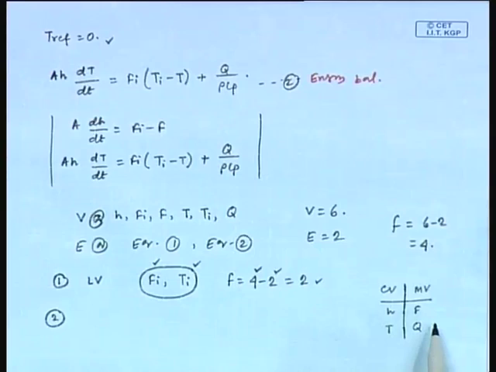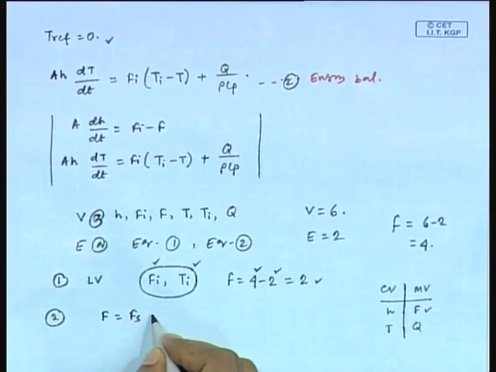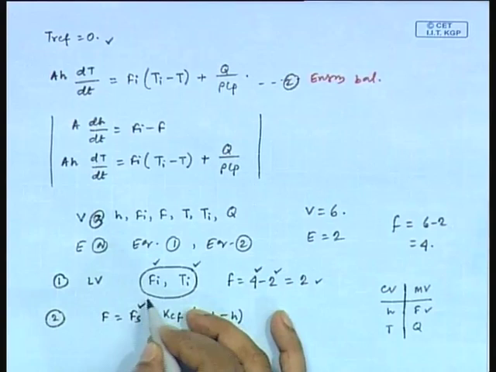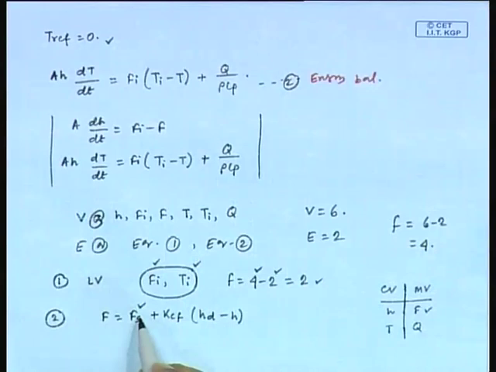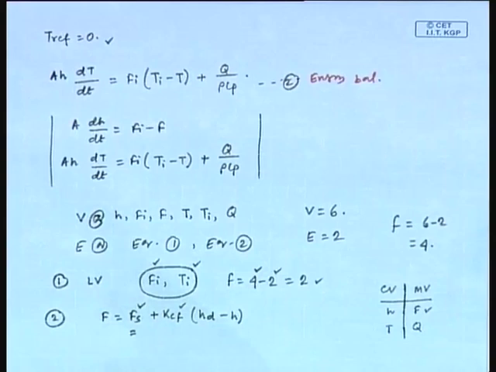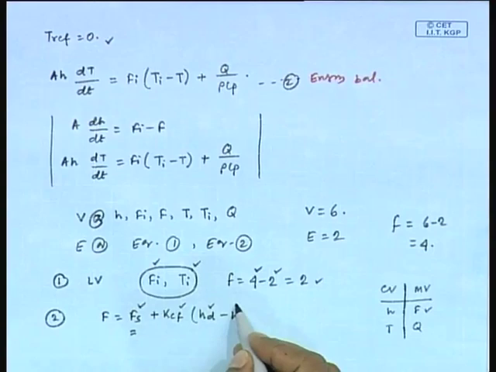pairs. If F is the manipulated variable, the control equation we can write like this: F equals Fs plus Kcf multiplied by (Hd minus h). Fs is the steady state value of F. Kcf is one tuning parameter, whose value we need to determine, that is a constant. Hd is the desired value and h is the liquid height. So this is one additional equation.